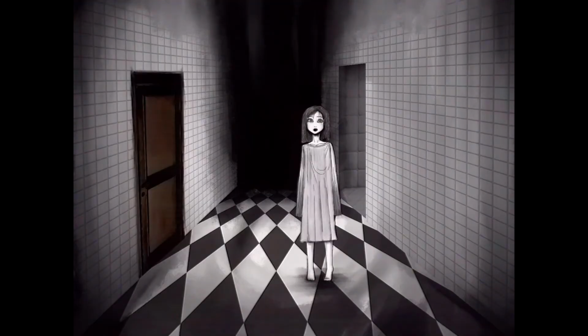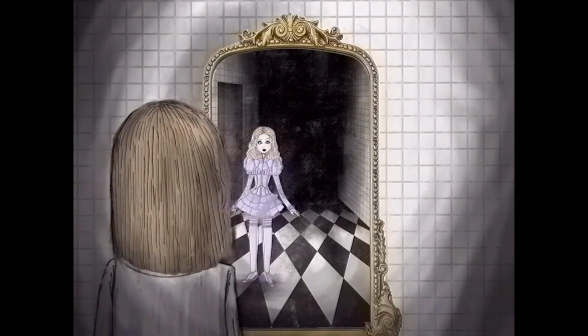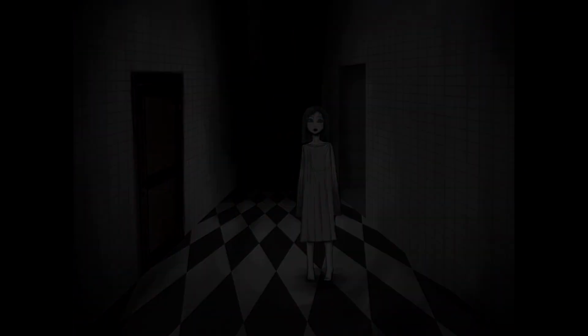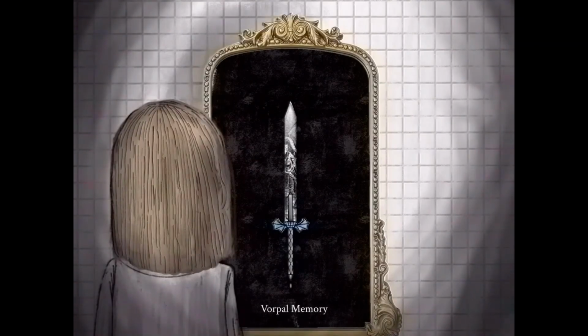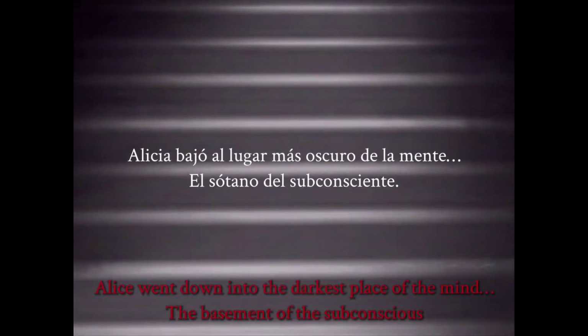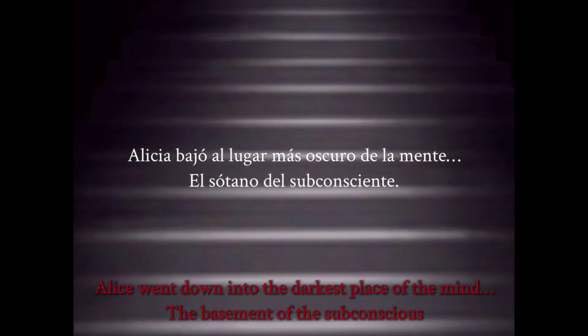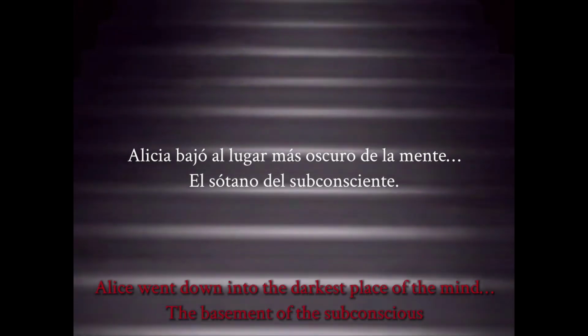Then it cuts to Alice, but in dark hair, standing in a room. She looks in the mirror, and her with blonde hair appears. Then a sword appears as well. She is now back to her old self, in armor and holding a sword. She then is shown walking down a staircase with text appearing that says, "Alice went down into the darkest place of mind, the basement of subconsciousness."